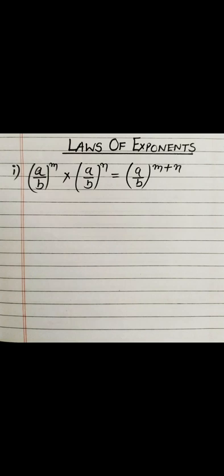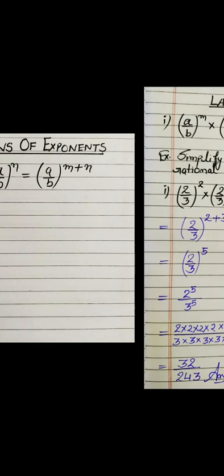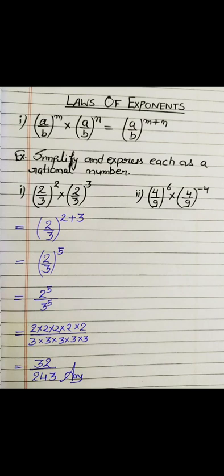Let's solve a few examples based on this. As in the first one, we have to simplify 2 upon 3 to the whole power 2 into 2 upon 3 to the whole power 3. Both are having same base, as they are in multiplication. So in multiplication, powers add. So we will add the powers. 2 plus 3, we will get 5. So as the power is 5, we can write this number up to 5 times. Then after multiplication we will get the answer, which is 32 upon 243.